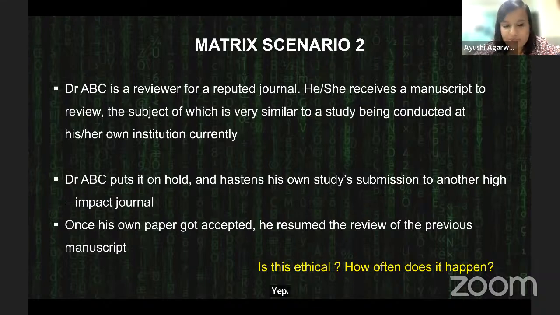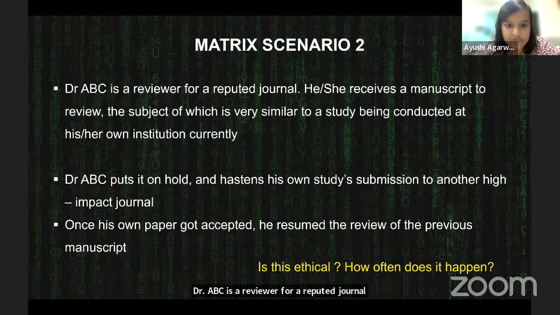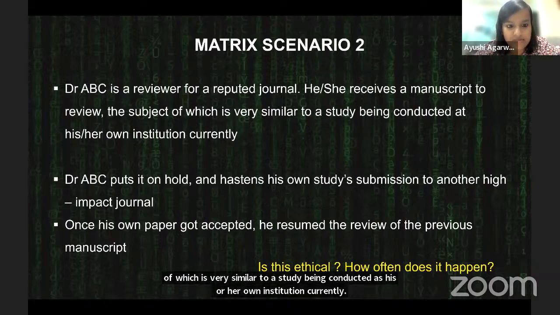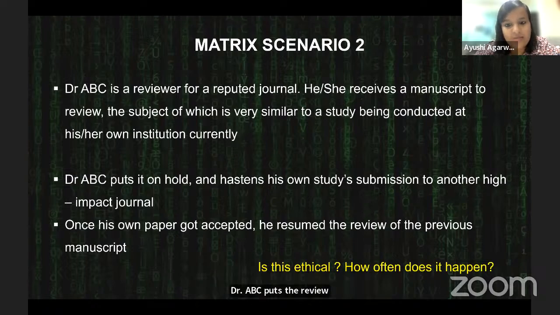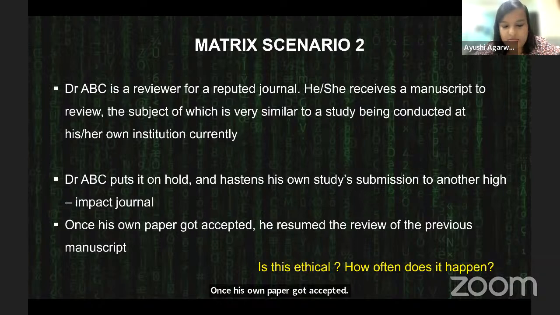I want to ask this question to Dr. Parthu, sir. Dr. ABC is a reviewer for a reputed journal. He or she receives a manuscript to review, the subject of which is very similar to a study being conducted at his or her own institution currently. Dr. ABC puts the review manuscript on hold and hastens his own study submission to another high-impact journal. Once his own paper got accepted, he resumed the review of the previous manuscript. So, sir, is this ethical, and how often do you think it happens?